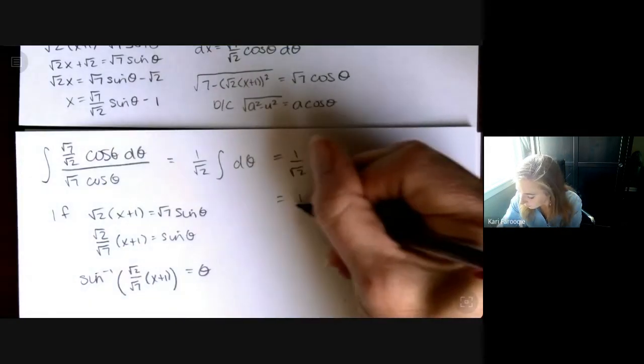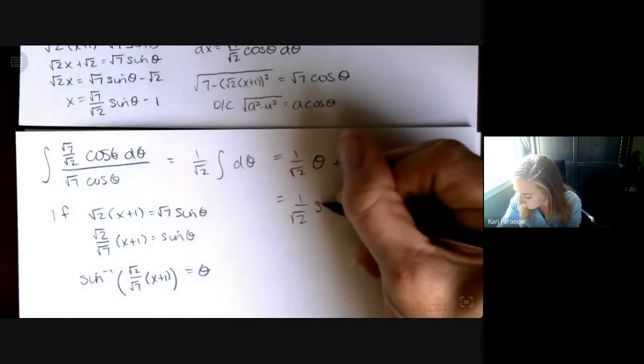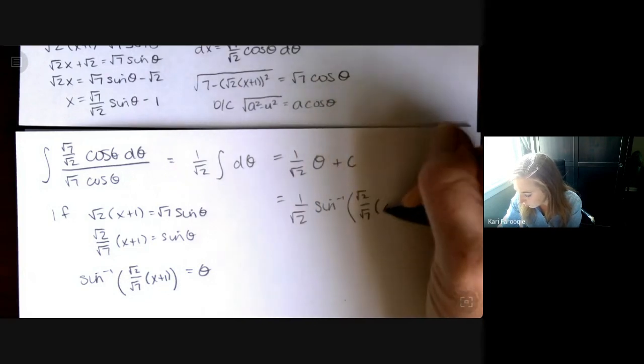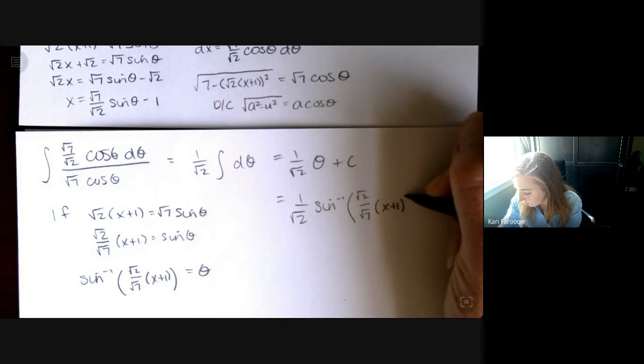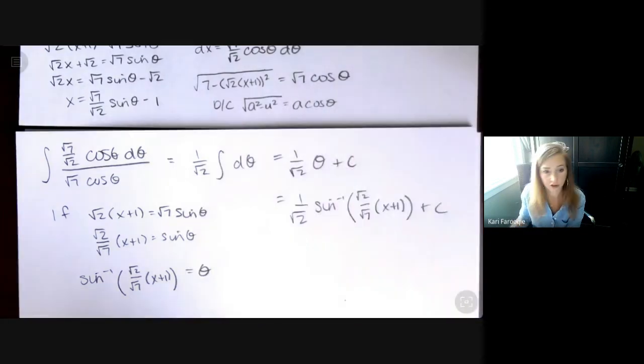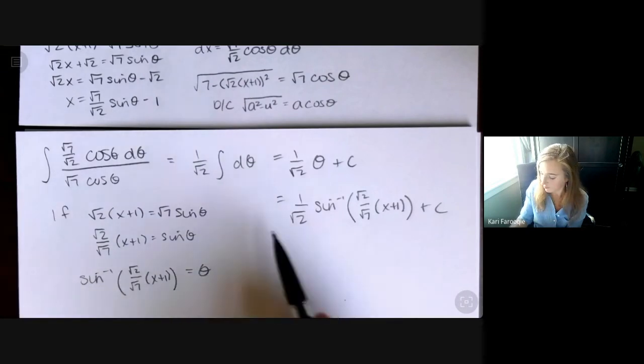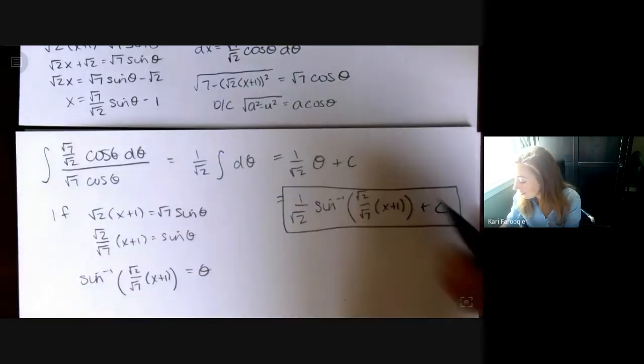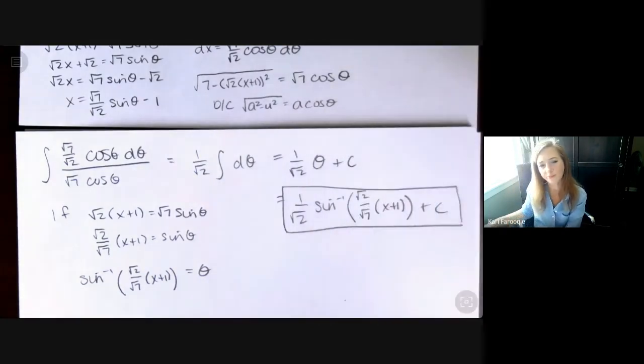So now you can say that you have 1 over the square root of 2 times the inverse sine of the square root of 2 over the square root of 7 times x plus 1, plus c. Oh, and that's going to be real fun to enter into Achieve, right? Such is life.